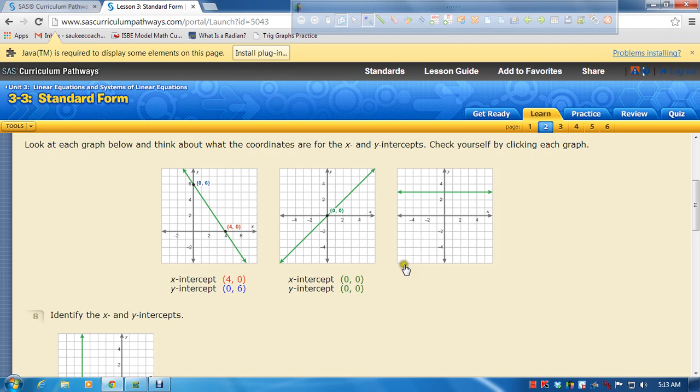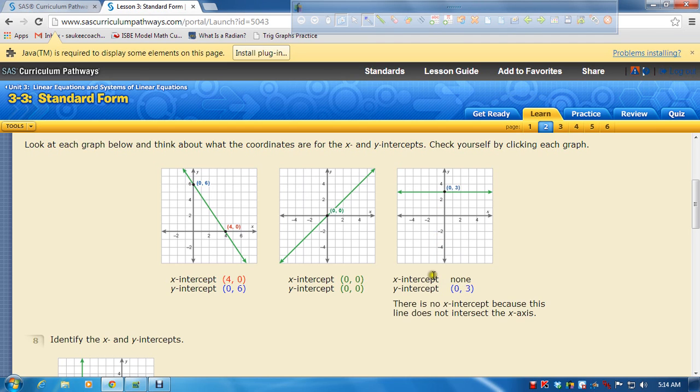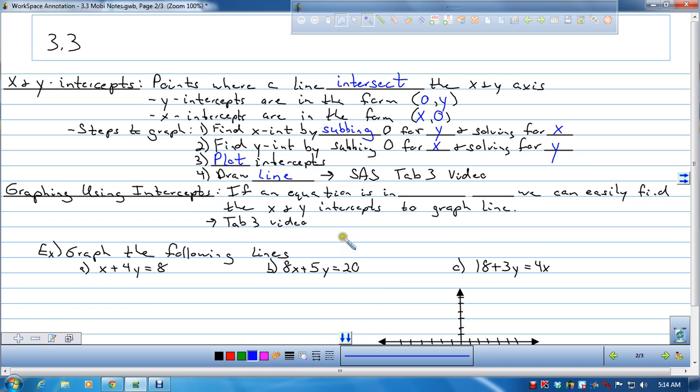Okay. Let you look at this last one. Hopefully you notice right away, hey, I don't have an x-intercept, but I have a y-intercept at 3. So I would have a point at 0, 3. There is no x-intercept because it never crosses. It has a slope of 0, and it will not cross that x-axis.